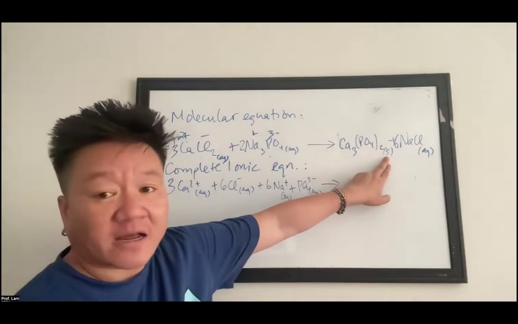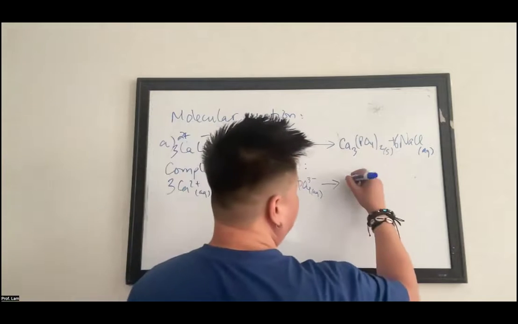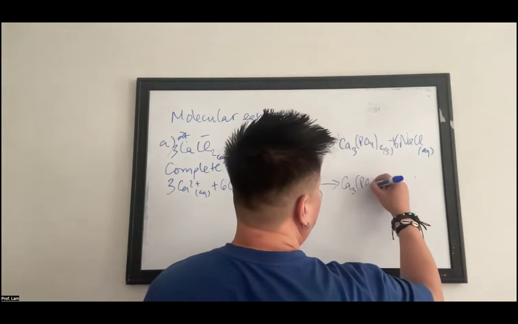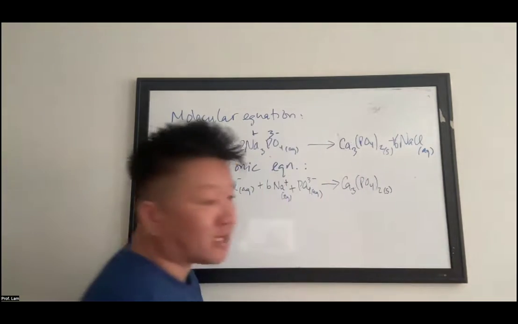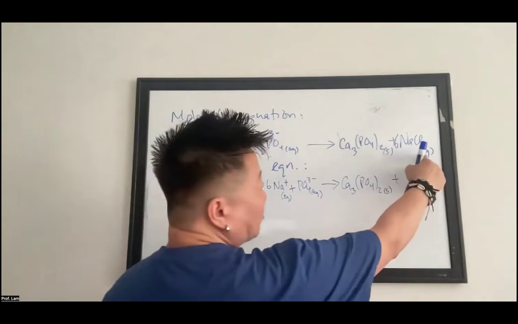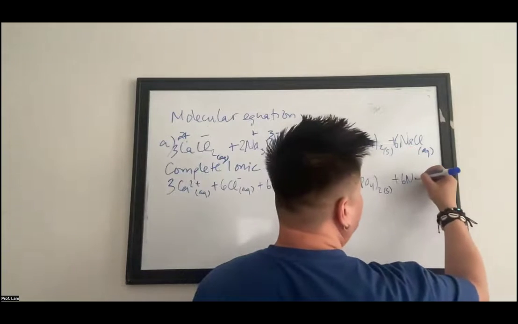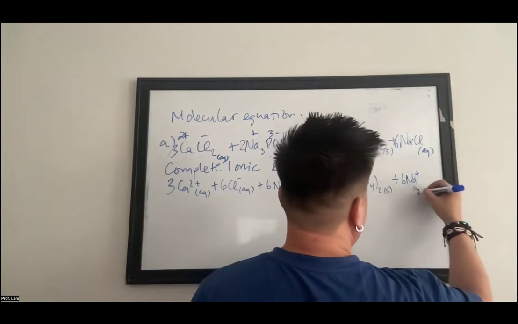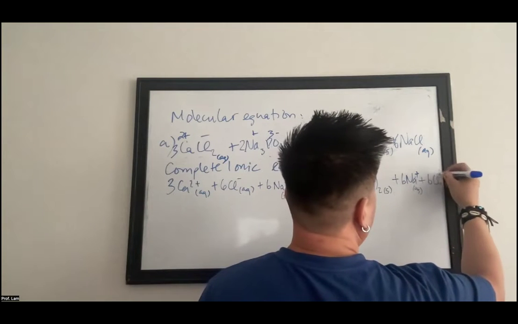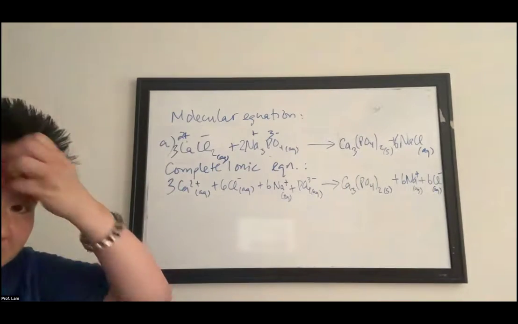If I see a solid, I don't split it up because it's in a crystal lattice. So it should be written stuck together. So I leave it alone. If I don't see aqueous, I don't split it up. That's the rule for complete ionic. I see aqueous again, I split it up. So that's 6 sodium. Remember, sodium is positively charged. Plus 6 Cl- aqueous.